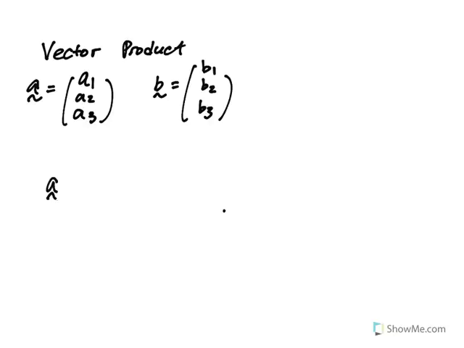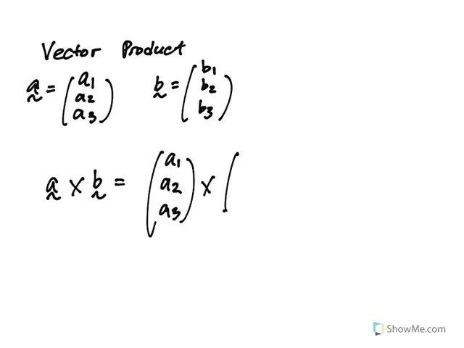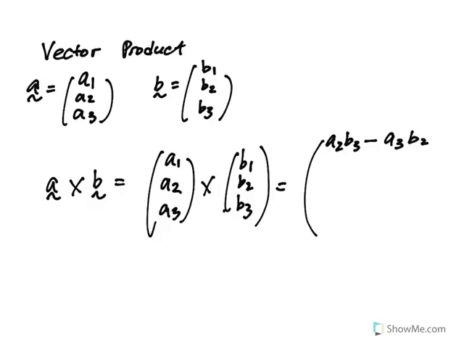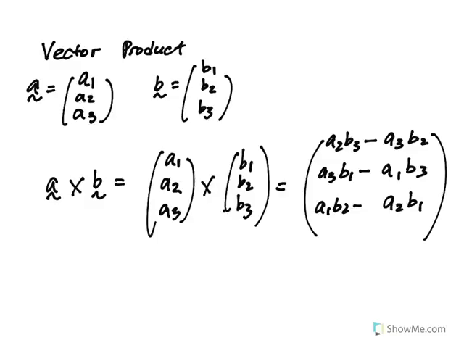Okay, we will actually write it in this way. It gives us a vector. The vector product of A1, A2, A3, and B1, B2, B3 gives us the following definition: A2, B3 minus A3, B2; A3, B1 minus A1, B3; A1, B2 minus A2, B1. So this is also a vector. Unlike the scalar product, which gives us a scalar, this gives us a vector. Scalar product gives you a scalar, vector product gives you a vector.